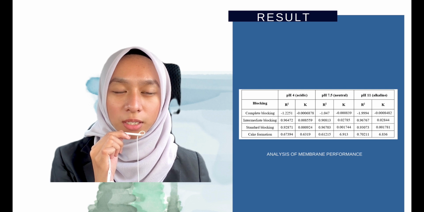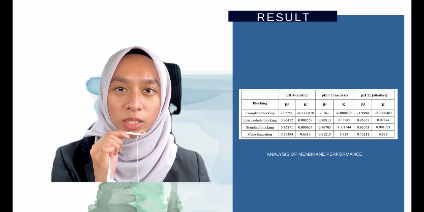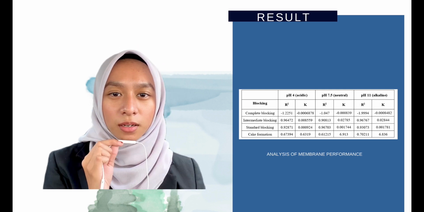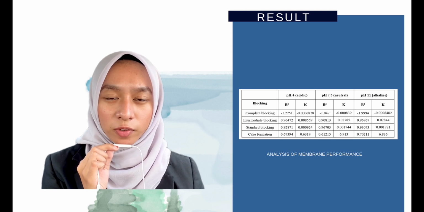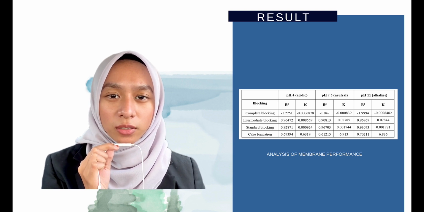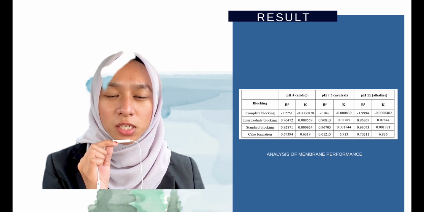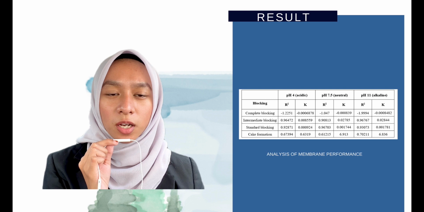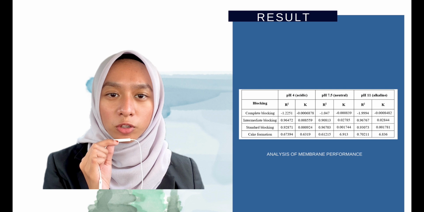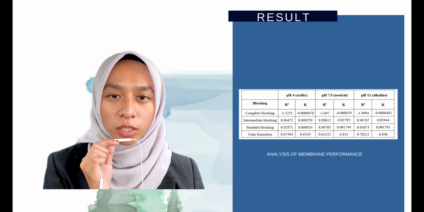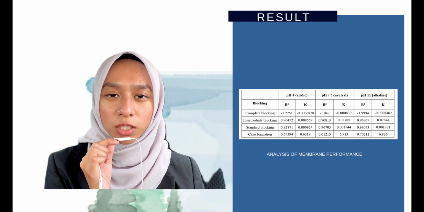Besides, it shows that the K value of the intermediate blocking mechanism is the second highest compared to the other three blocking mechanisms. As for pH 7.5, the result shows that the standard blocking mechanism is the most dominant blocking mechanism. The assumption that can be considered is the membrane pore volume decreases proportionally to the permeate volume due to the deposition of particles on the pore walls. It is because the particle size is considered small compared to the pore size.